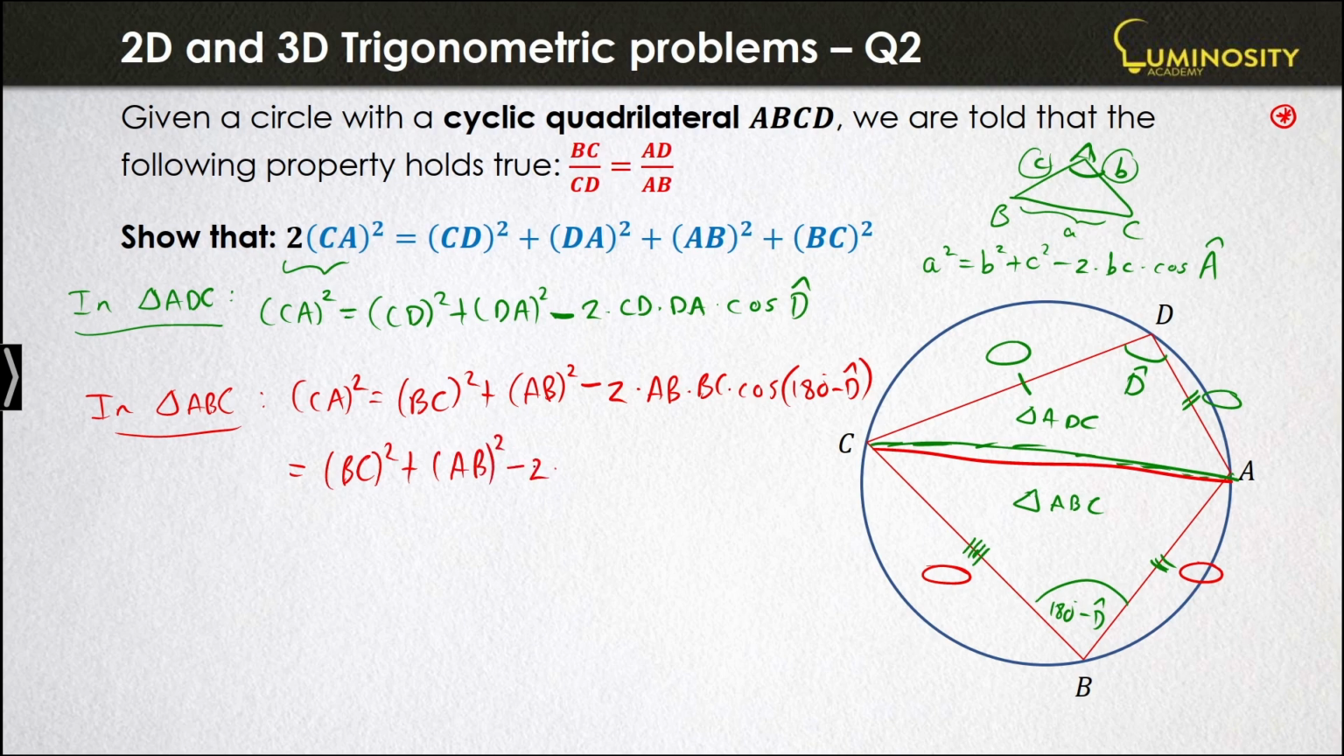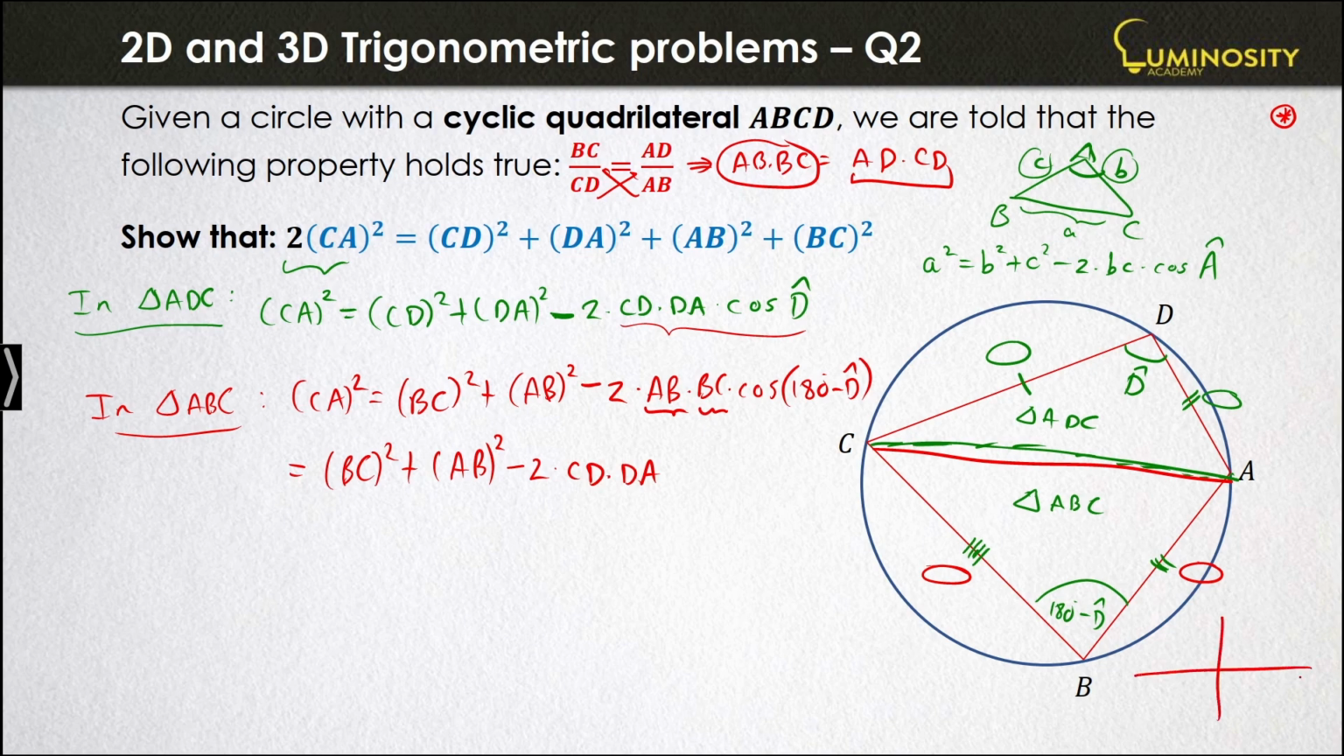Now, if I use the same proportion here, if I cross multiply again, I get AB times BC equals AD times CD. So I've got AB and BC, so I can replace that with this expression here. And why do I want to do that? Because I see I've also got it here, and hopefully I can get those terms to cancel, because we don't want any cosines in this expression. So it's going to be 2 times CD times DA times cos of 180 degrees minus angle D.